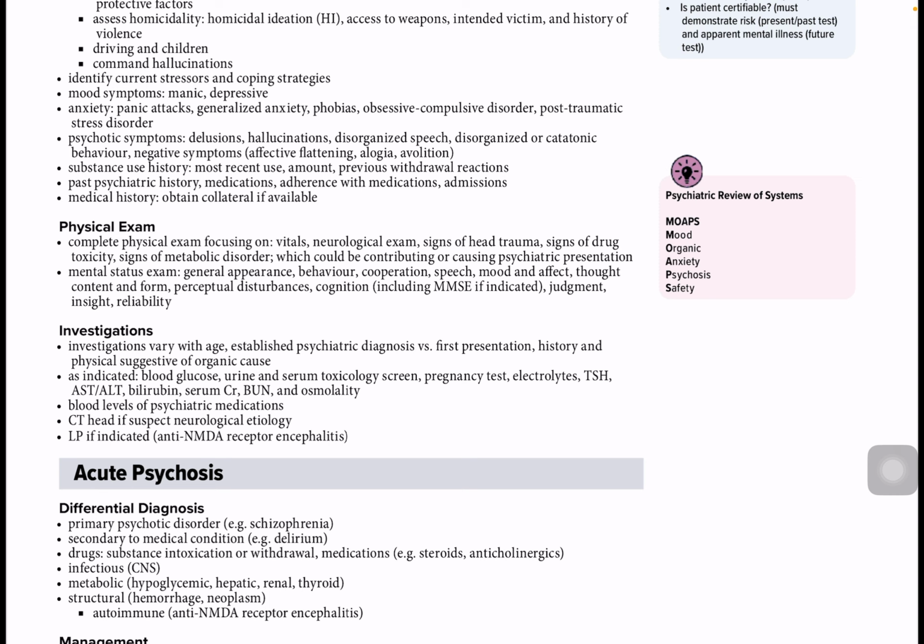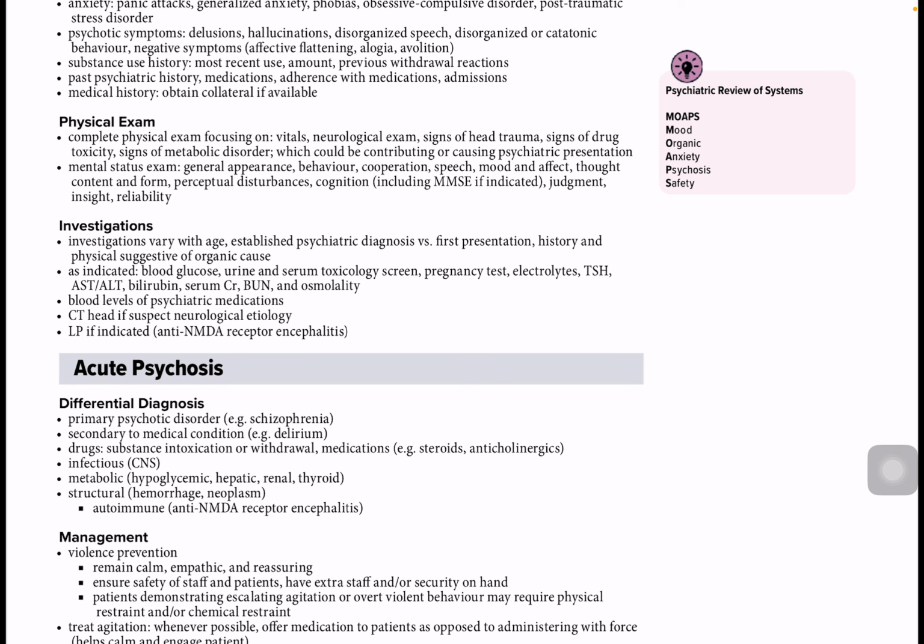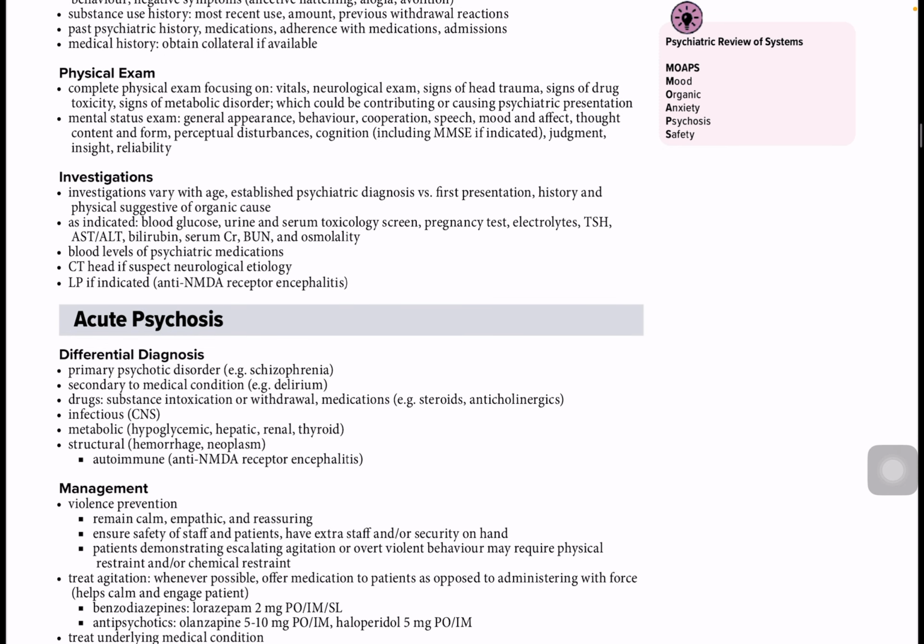Patient may present with delirium or dizziness, and also mental status examination. You will check for general appearance, behavior, cooperation, speech, mood, affect, thought content, form, and perceptual disturbances, cognition, MMSE if indicated, and judgment. Investigations, that was one of the QE1 objectives.